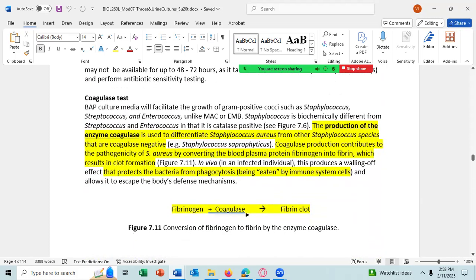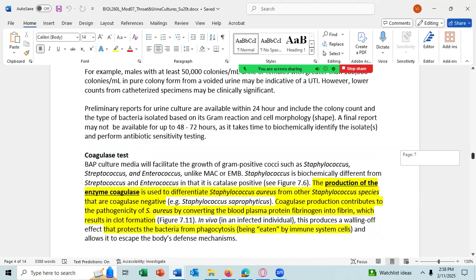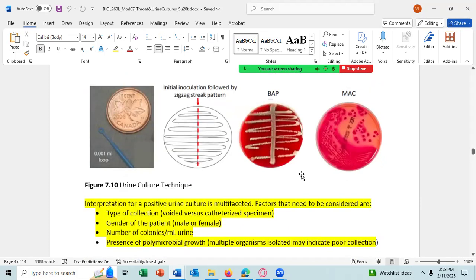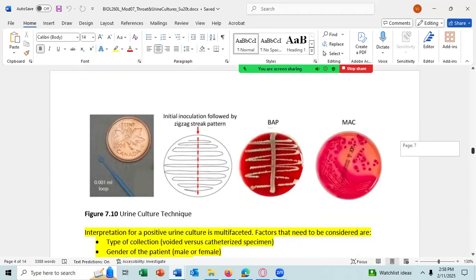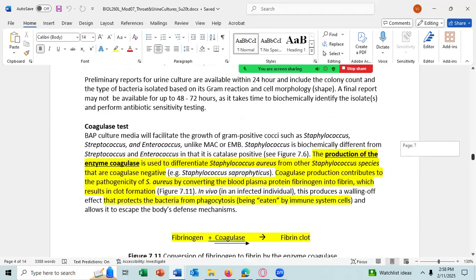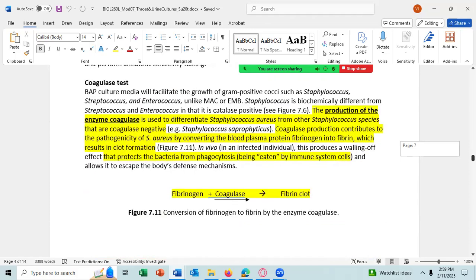All right, so once you have the culture growing on either blood agar plates or McConkey's or EMB for a urinary culture, we then have a couple of tests to run to help isolate the species. You can run the coagulase test. It looks for the production of the enzyme coagulase, which is used to differentiate Staphylococcus aureus from other Staphylococcus species.